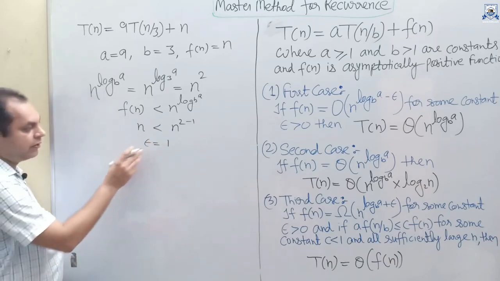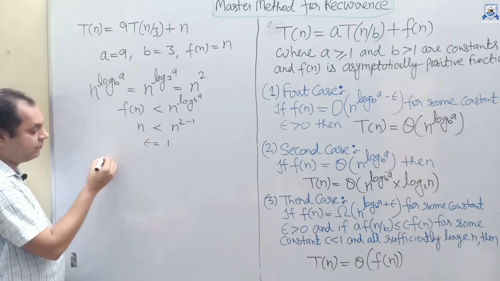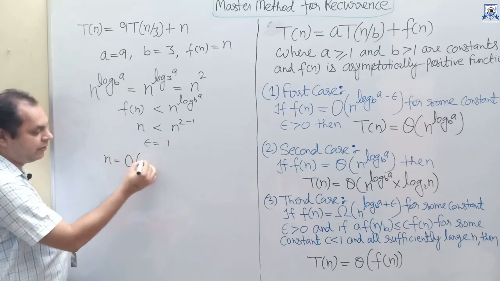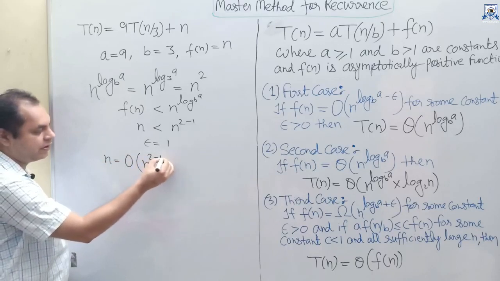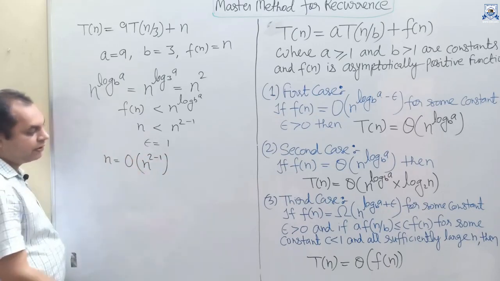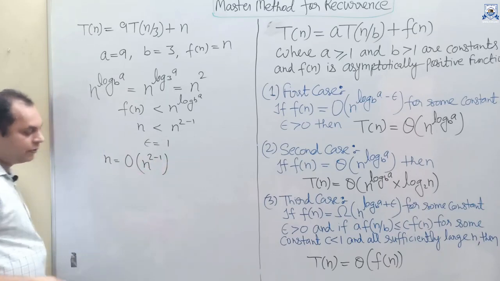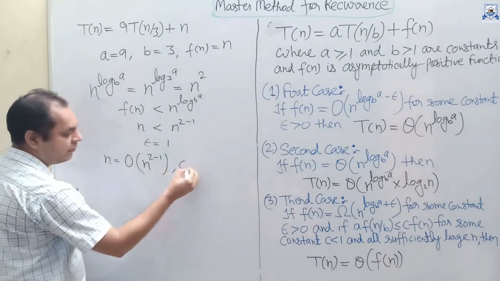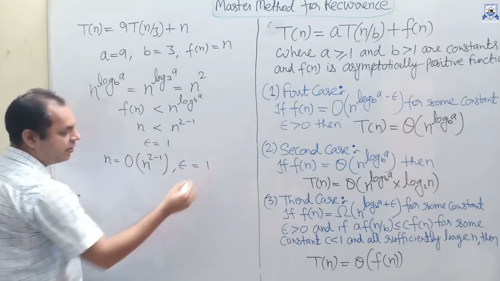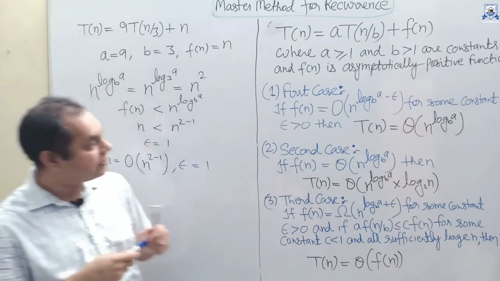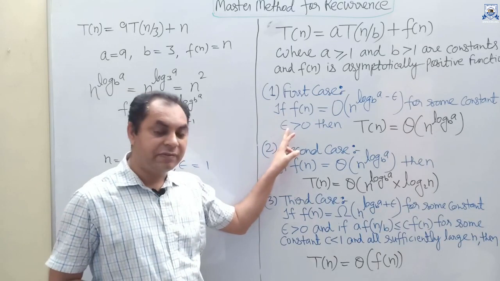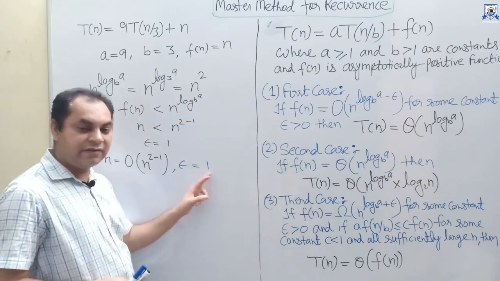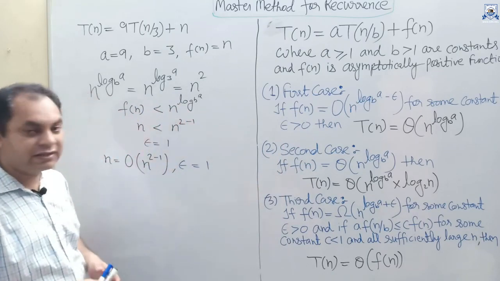Okay, and I can write it like this: n is equal to big O of n to the power square minus 1. So from here the value of epsilon is 1, and what was the other constraint on epsilon? It must be greater than 0. So in our case it is 1, which is greater than 0. That means the first case is applicable.